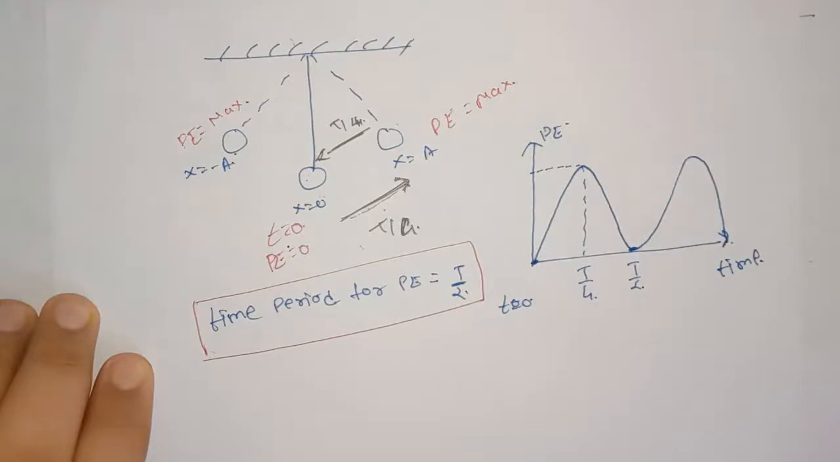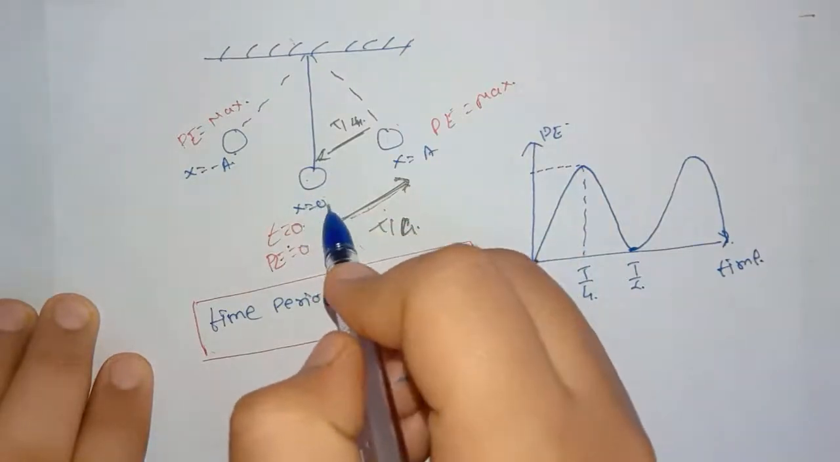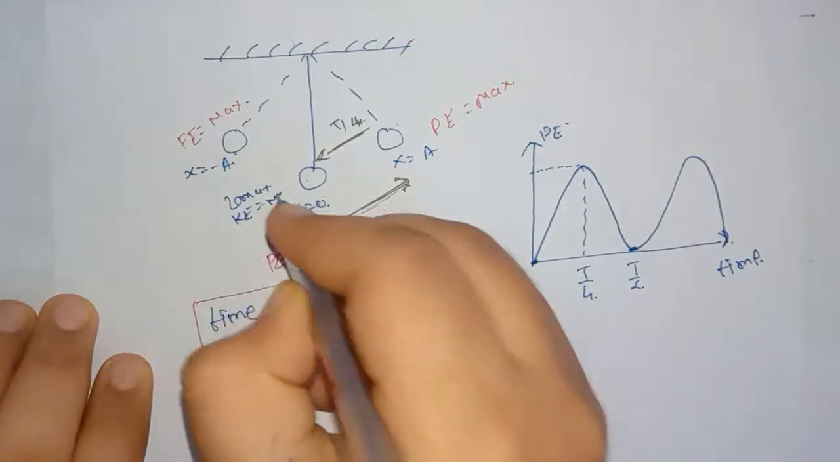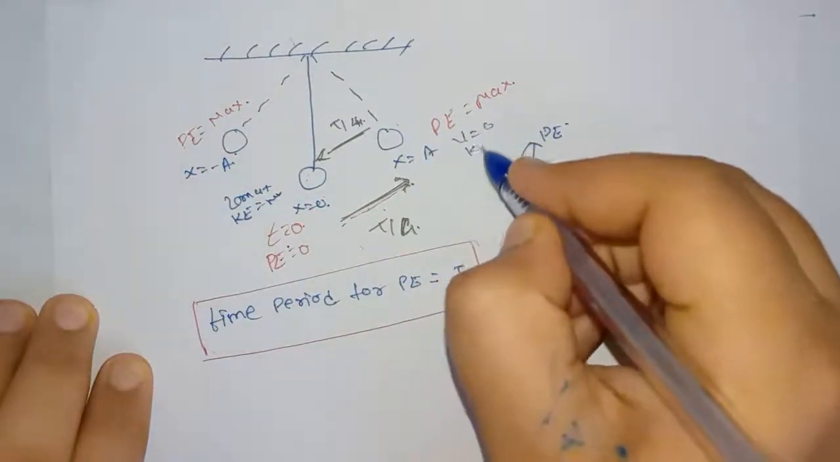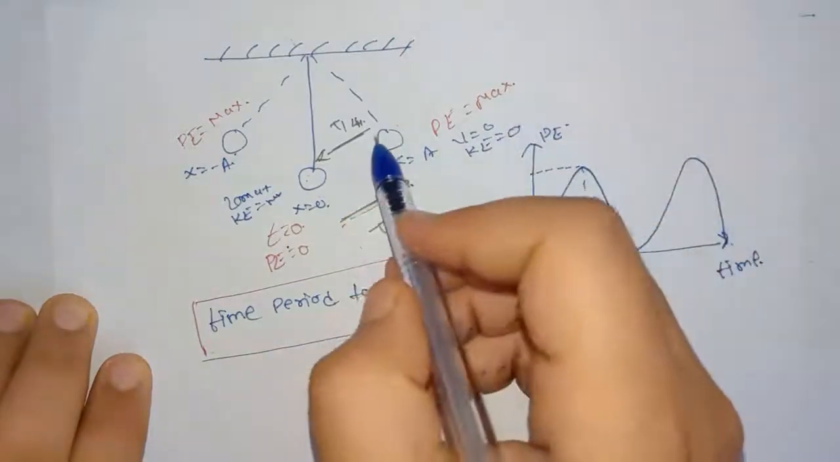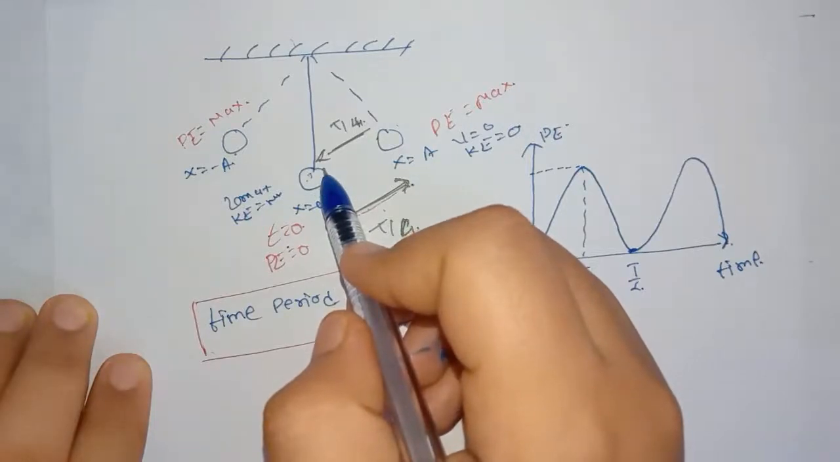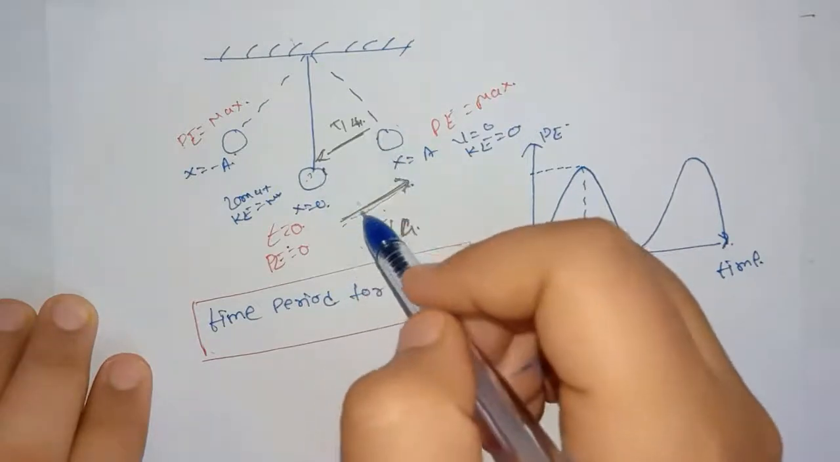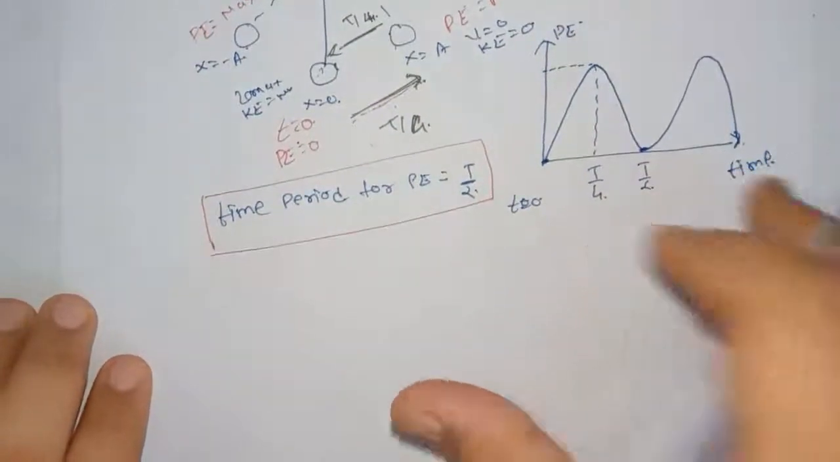Now let us see the same case for kinetic energy. At x equals 0, the velocity is maximum, so kinetic energy will be maximum. After time T by 4, velocity is 0, so kinetic energy is also 0. Again after the next T by 4 time, the object will be at mean position, so kinetic energy will be maximum. So again the kinetic energy's value is repeating after T by 4 plus T by 4, that is T by 2 time.